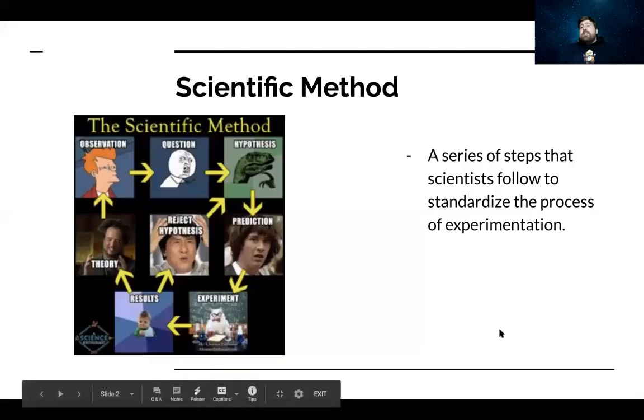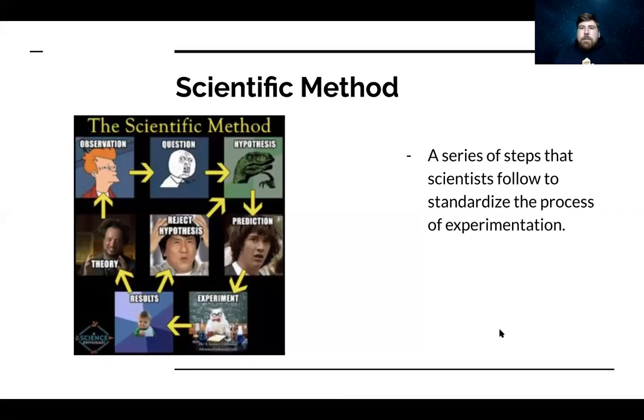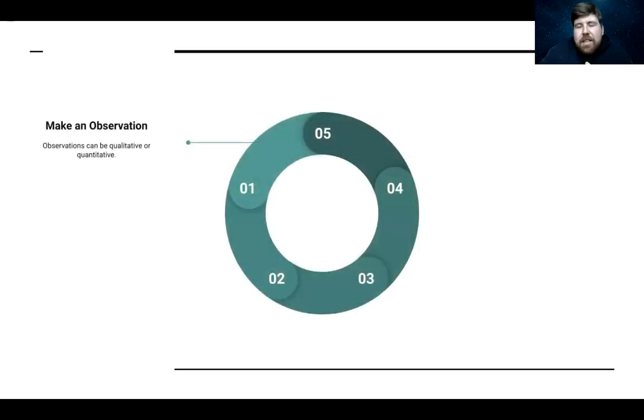In the world of the scientific method, scientists have to follow this specific pathway, this process, whenever they go about experimentation. The scientific method specifically is a series of steps that scientists follow to standardize the process of experimentation. It's really important that we have this process so that scientists across the globe follow these specific rules every single time they perform an experiment, whether this be chemistry, biology, physics, AP environmental science, or rather just environmental science, stuff like that.